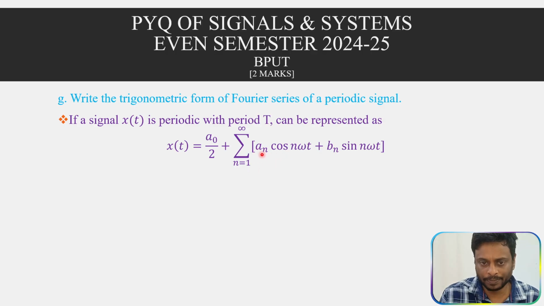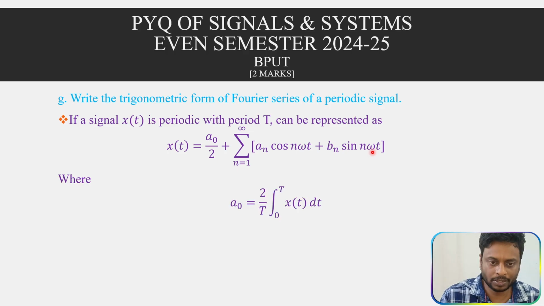And an cos n omega t will give the amplitude and frequency of the cosine harmonic, and this bn sin n omega t will give the amplitude and frequency of the sine harmonics. So you have to write down also what is a0, what is an and bn.